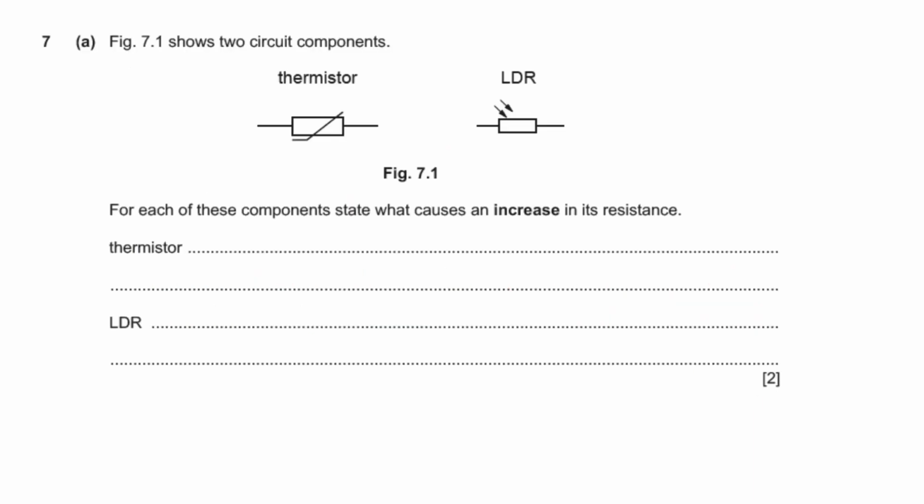So next part, next question. Question number 7. It says two circuit components: one is a thermistor, one is a light dependent resistor. For each of these components, what causes the increase in resistance?